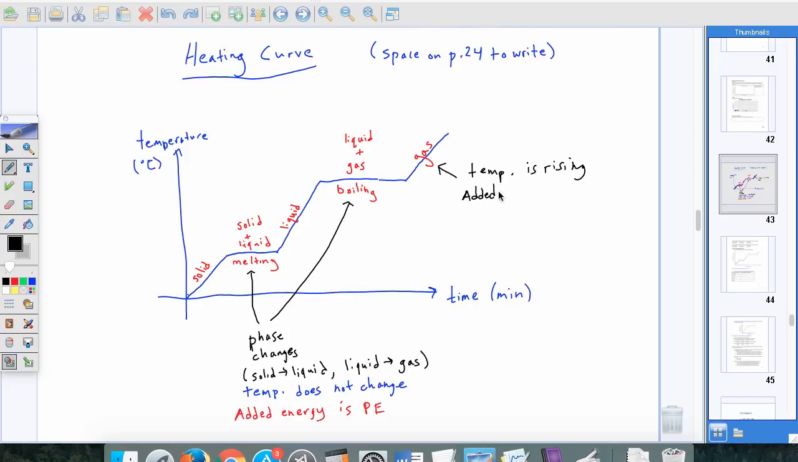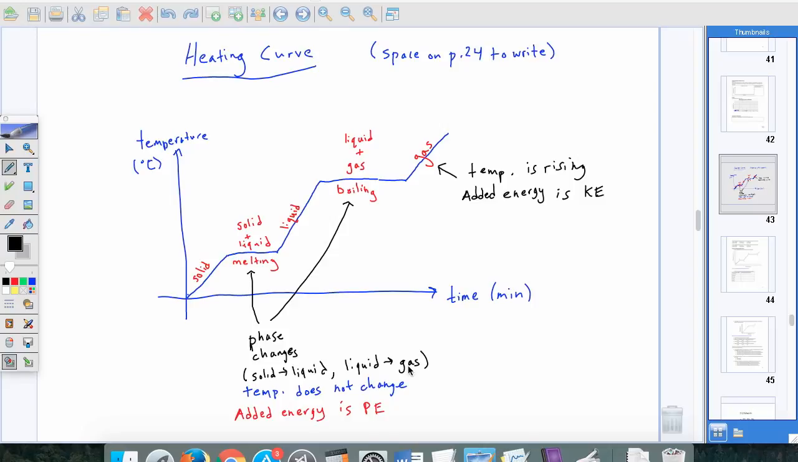So when the temperature is rising, for instance, here, then the added energy, the energy that we're adding to this, is kinetic energy. Because when something has a higher temperature, it has a higher kinetic energy. But here, we're not changing the temperature, so we can't be changing the kinetic energy. So instead, what we're doing is we're adding potential energy.